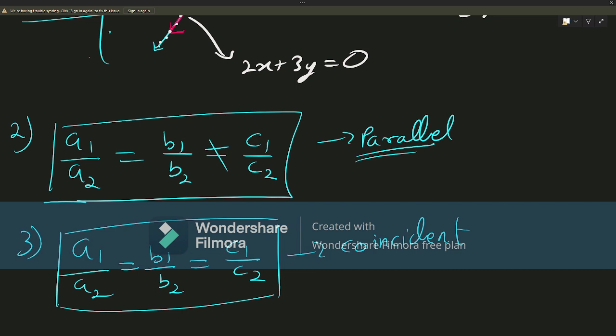And how many solutions do coincident lines have? Infinitely many. A question can also be formed that tells us the equations are coincident, parallel or intersecting, and also asks how many solutions they will have. If you find parallel, you know there are no solutions. For intersecting there's only one unique solution, and for coincident there are infinitely many solutions. So just write there are infinitely many solutions.